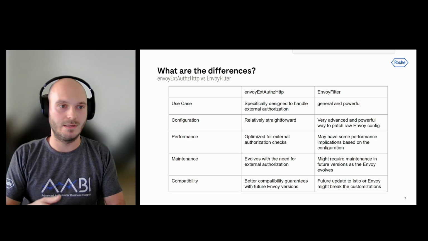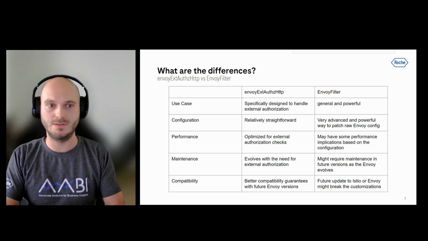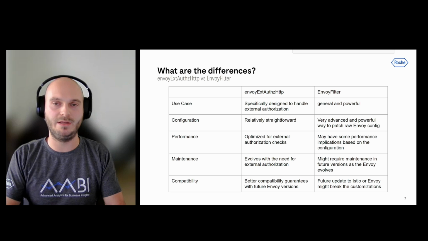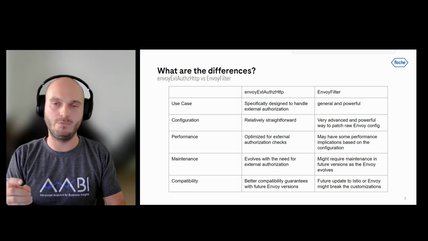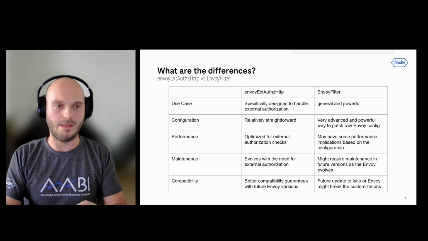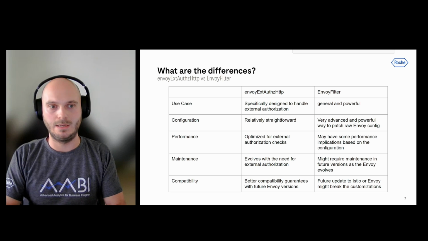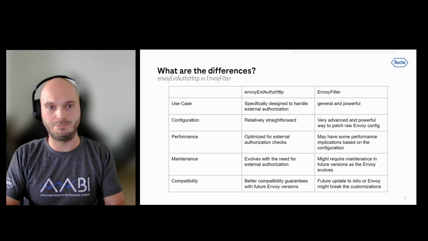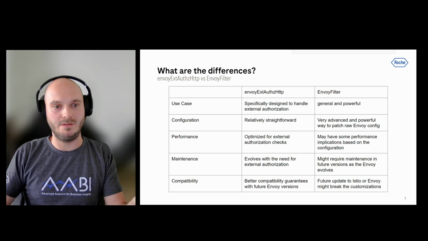Maintenance: this dedicated filter evolves with authorization needs, while the Envoy filter is kind of a custom thing from the Istio perspective, so there is some maintenance involved. And compatibility: because this is supported natively in both Istio and Envoy, we can feel pretty secure when it comes to compatibility. But when it comes to the Envoy filter, future updates of Istio or Envoy might break these customizations. So this is about the dedicated filter and the Envoy filter.